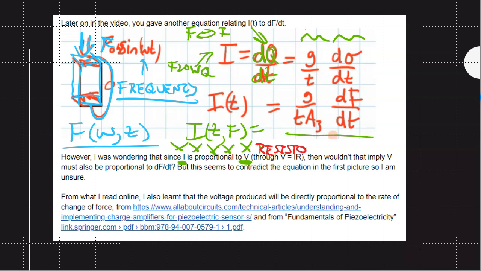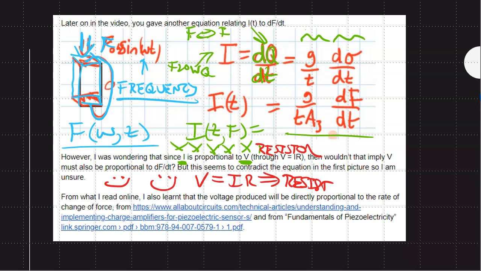And this is a great question. I'm so happy this question was asked because it's kind of vital for understanding here. Voltage equals current times resistance is not a relationship which is true in this format.